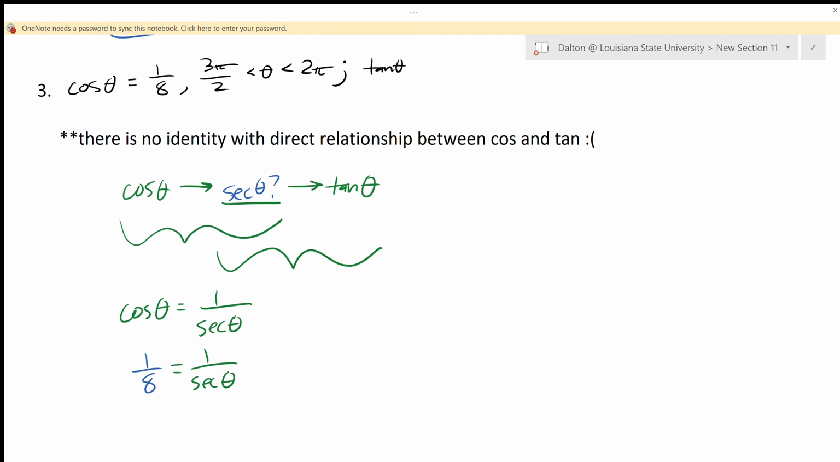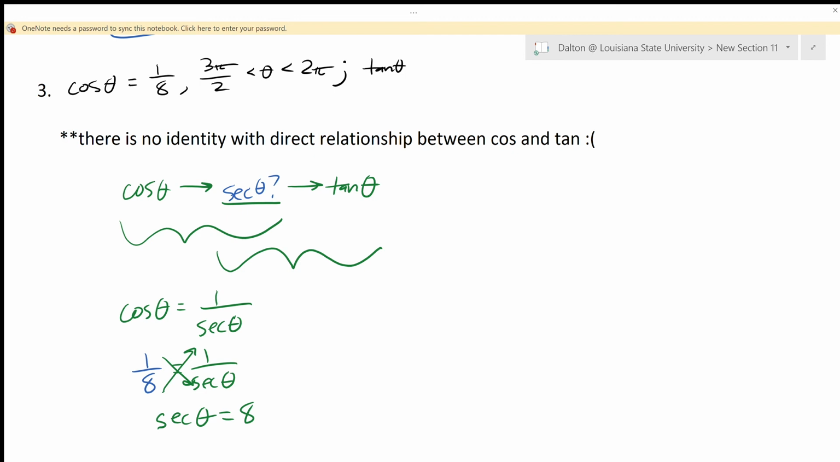So how can we solve for secant of theta? Okay, so mathematically speaking, we can maybe cross multiply. You could do that, Tyler, then you'd get 1 divided by 1/8. If you cross multiply, you actually get your answer right away though, because 1 times secant theta is secant theta, and 8 times 1 is 8. So in one step, you get secant of theta is equal to 8. Yeah, and it's how your brain wants to think about it.